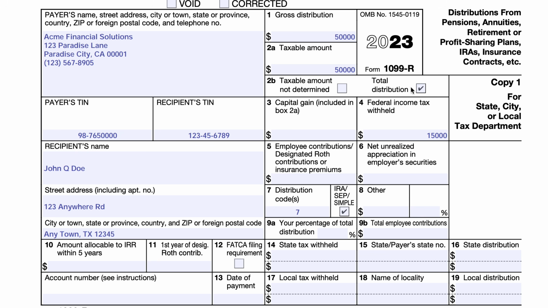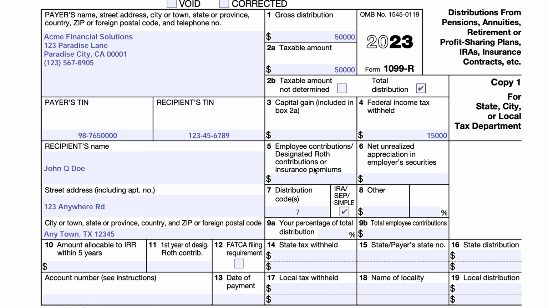If the total distribution box is checked, that simply means that the entire account has been liquidated as of that year. So if you're taking periodic payments or installment payments, then this would be checked in the year of the last payment. Or if you just liquidated the entire account in 1 year, that box would be checked.